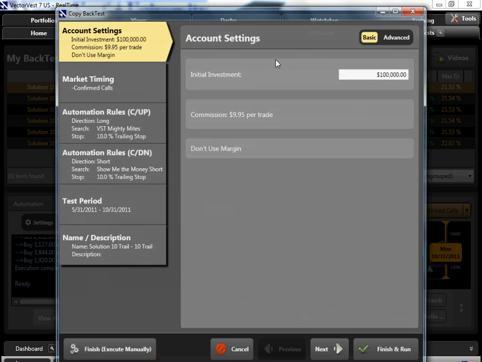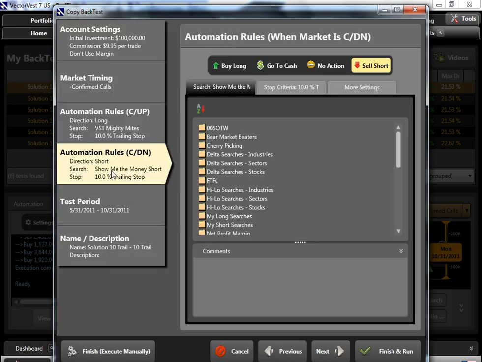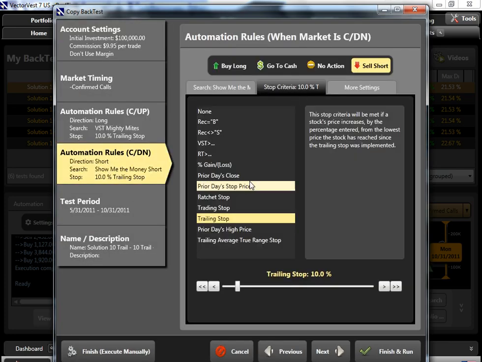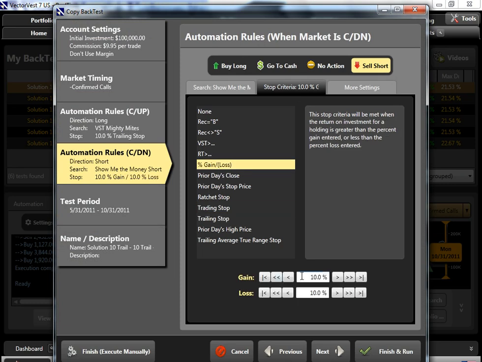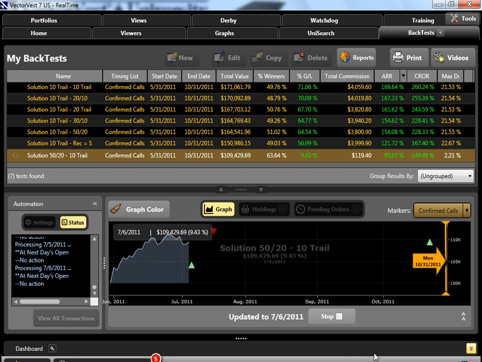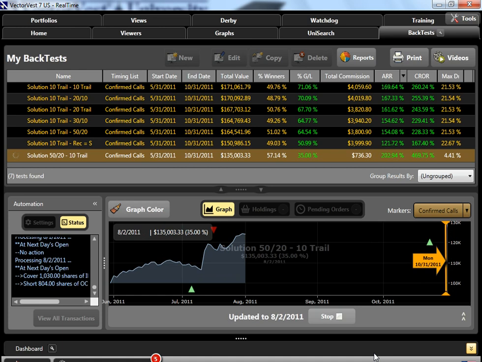I'm going to copy that again. I'm going to change my short side stop to that 50 gain, 20 loss, and see if I can't improve on that drawdown. And now that I've optimized the short side and the long side, I should be getting pretty close. Well, how did we do?